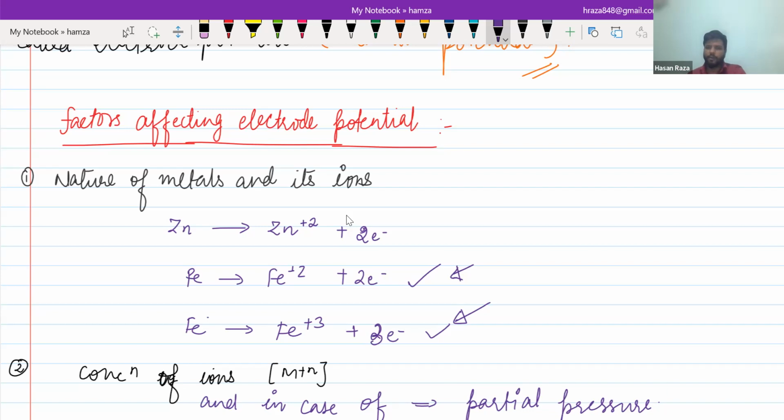And the third point, which is very important, temperature. We will see in our equation how electrode potential will be dependent on temperature. Please write all these points.